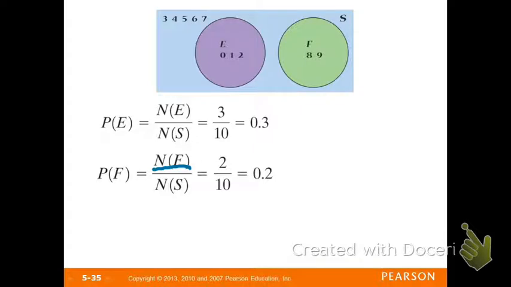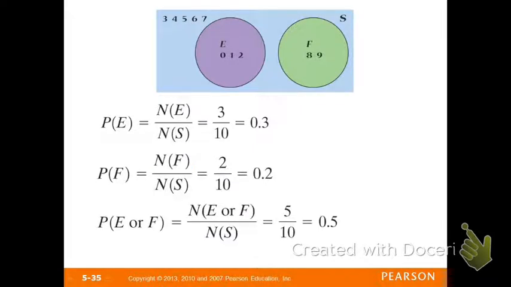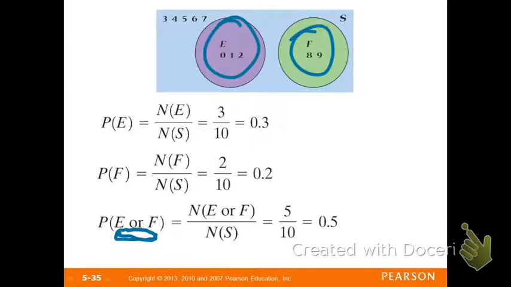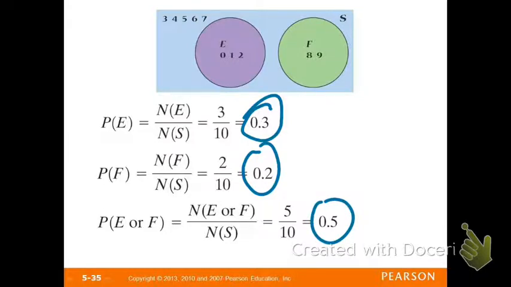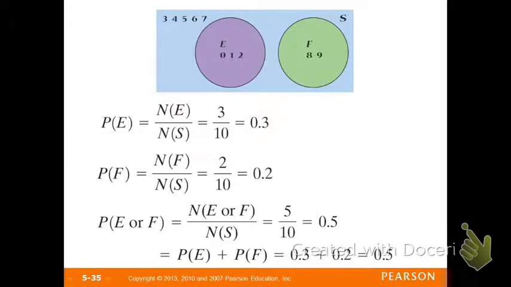Now, if we wanted to talk about the probability of getting a value that's in either E or F, right? This is where we're headed with this, E or F, that's the union of these two sets, anything in this set or anything in this set. It's the number of the values in E or F divided by the total number of values, or 5 out of 10. Now, what they want us to realize at this point is that the probability of E or F is equal to the probability of E plus the probability of F. We get 0.5.